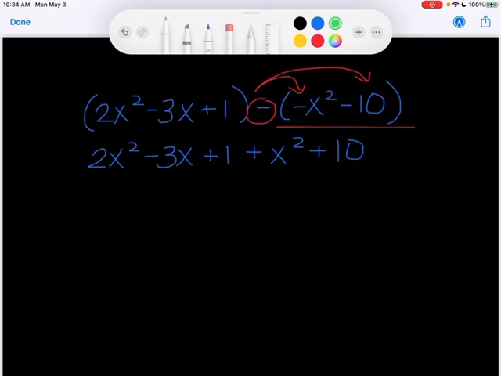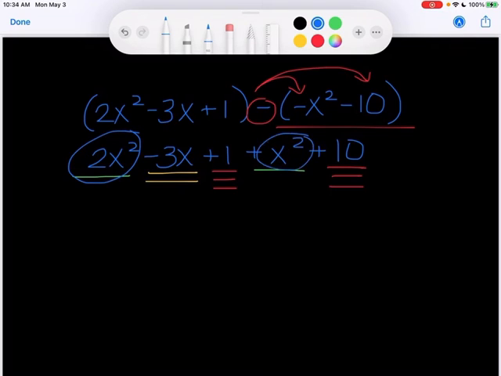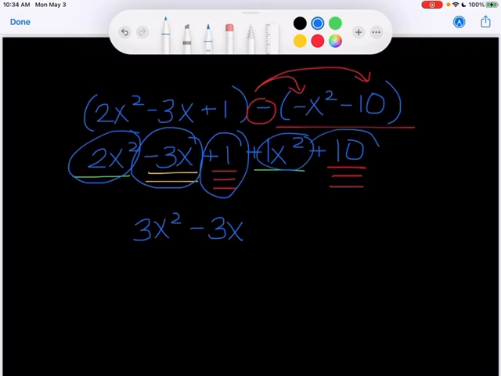So I can combine my 2x squared and my x squared. There's nothing to combine the negative 3x with. And I can combine the 1 and the positive 10. So 2x squared plus x squared, understood 1 there, is 3x squared. Then I've got the negative 3x, which I can't combine with anything. And then finally, I've got 1 plus 10. So that's a plus 11 here, and you are done.